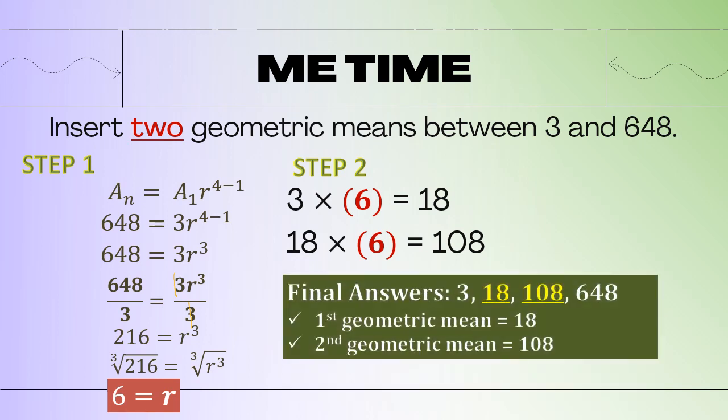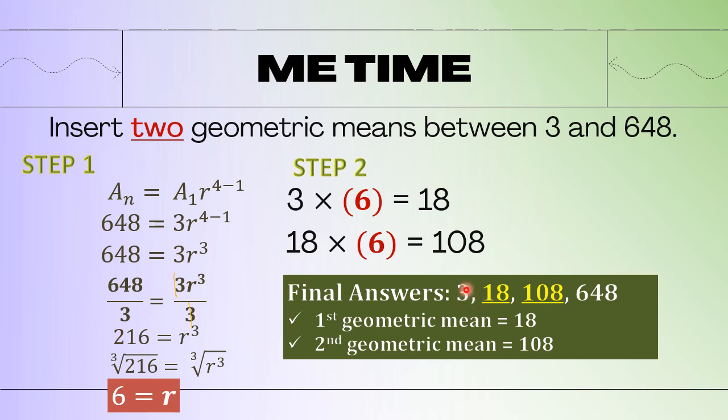And therefore, our final answer for this, we have 3, 18, 108, and 648, wherein 18 is our first geometric mean and 108 is our second geometric mean. Now, if you are still in doubt why negative 6 is not included for the ratio, you may also check using this way.